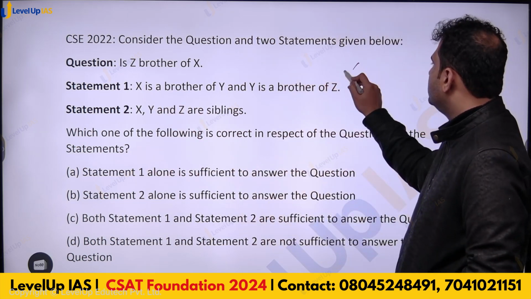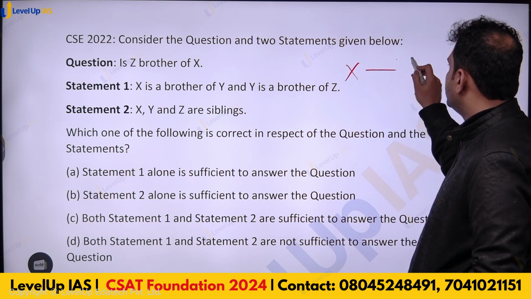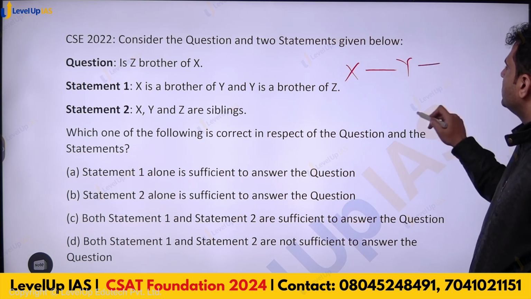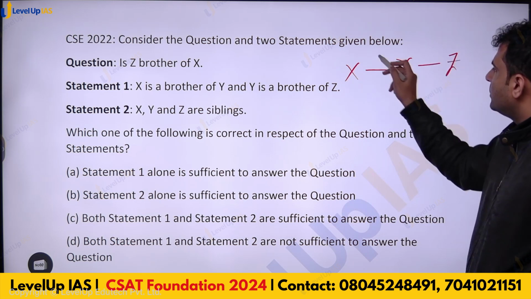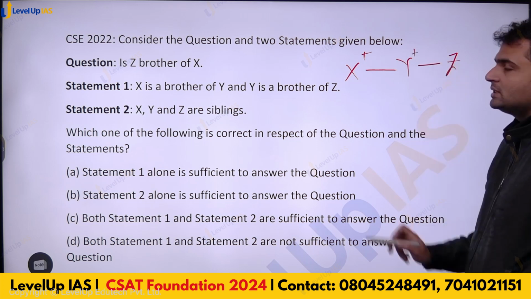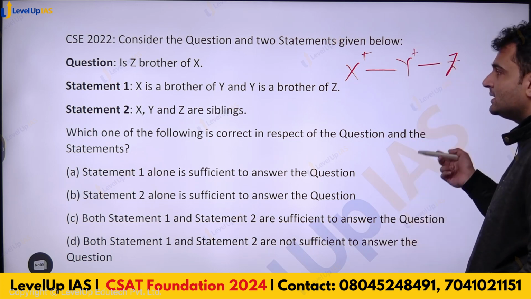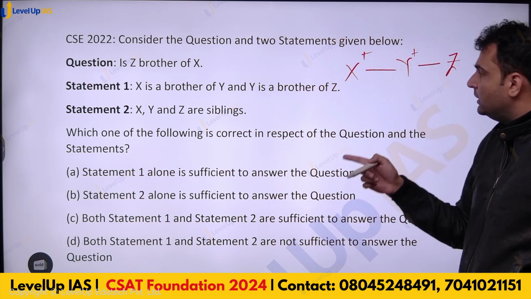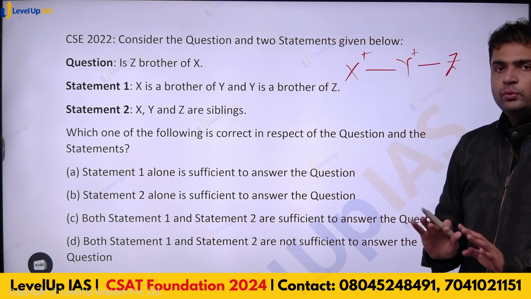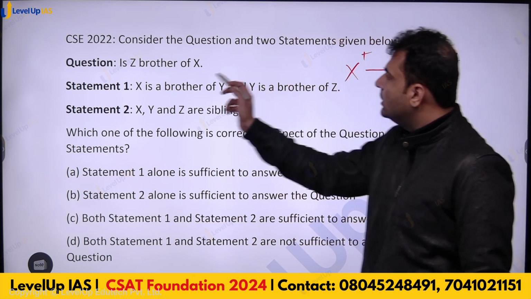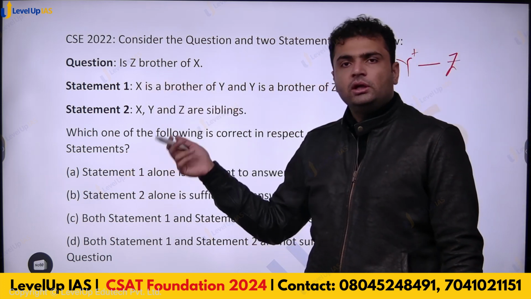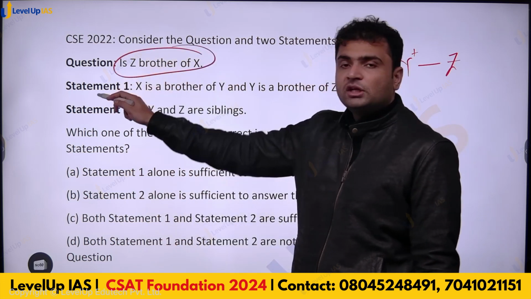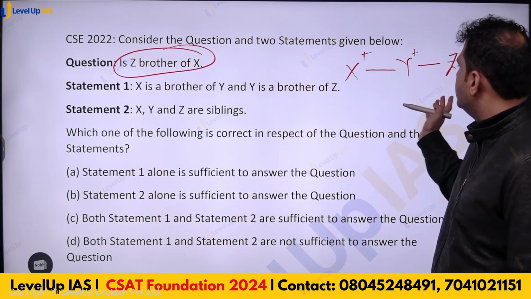So if I give X, and for brother I write on the same horizontal level, X is brother of Y and Y is brother of Z. For males I write a plus sign and for females I write a minus sign. Here X is brother, so he is male, and Y is also brother, so that is also male. We don't know the gender of Z, it is not specified. So Z could be brother, or Z could be sister as well. So this question cannot be answered from statement 1 alone. We don't know the gender of Z.